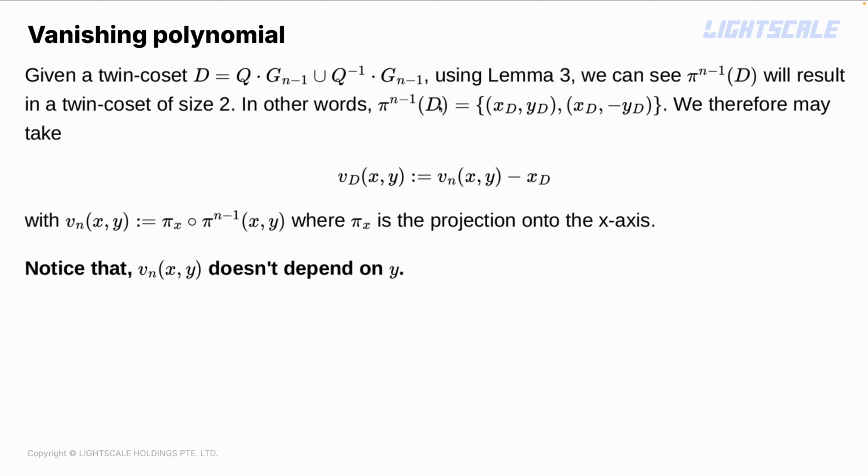Right? The reason why we do this n minus 1 times, you mean? Why you get n minus 1 times and then get a twin coset of size 2? Because the starting size is 2 to the power of n, and after each quadratic folding, we get a 2 to 1 mapping, right? So the number of points is divided by 2. So we need to do it n minus 1 times to get 2 points.